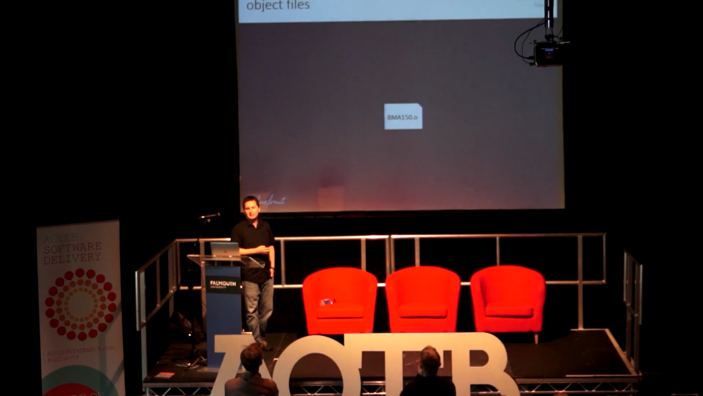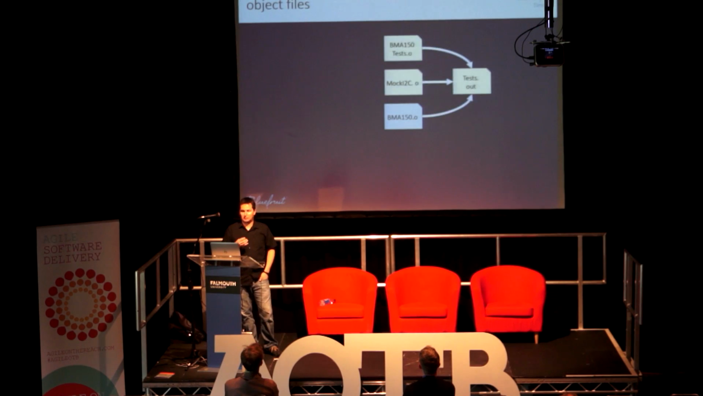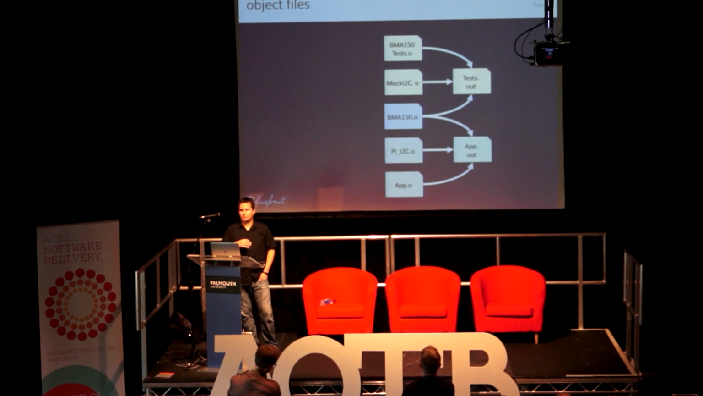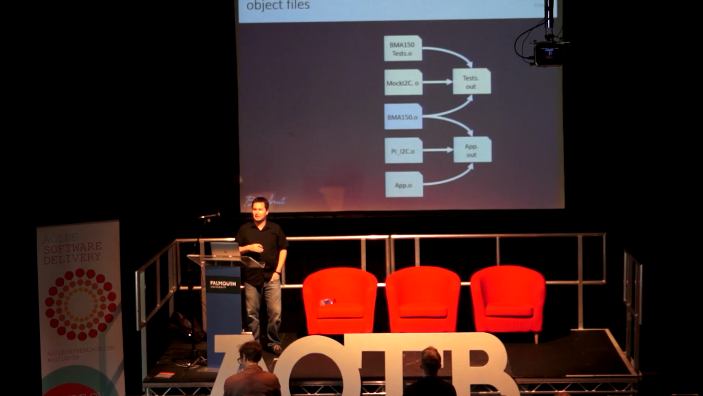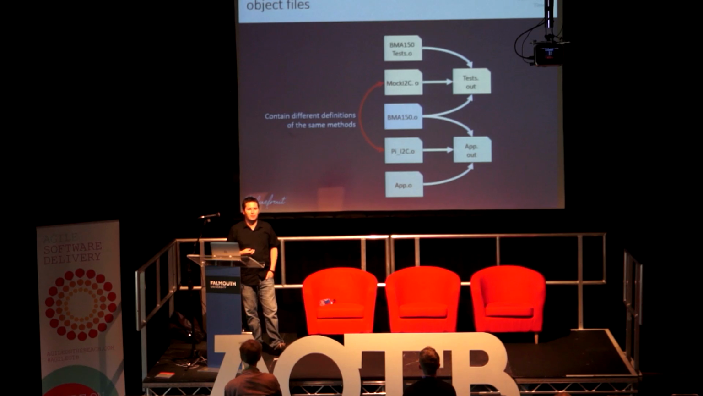The trick with this technique is that I switch the code implementing the dependency at link time. So the BMA 150 accelerometer object is common to both, but when I want to test the code, I link in the mock I2C and the tests, and when I want to write the final application, I link in the Raspberry Pi I2C and the application code. The important part here is that these two files contain different definitions of the same functions.